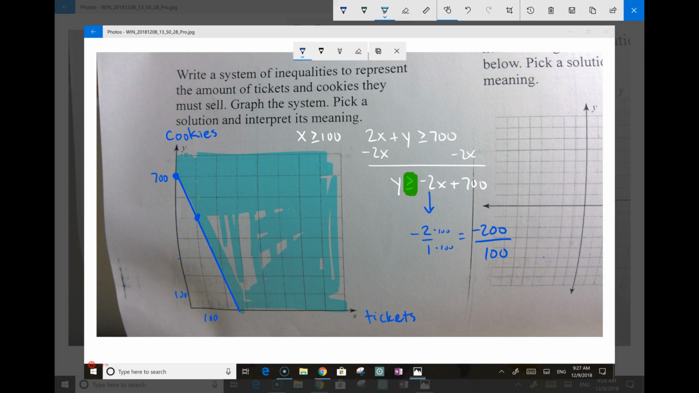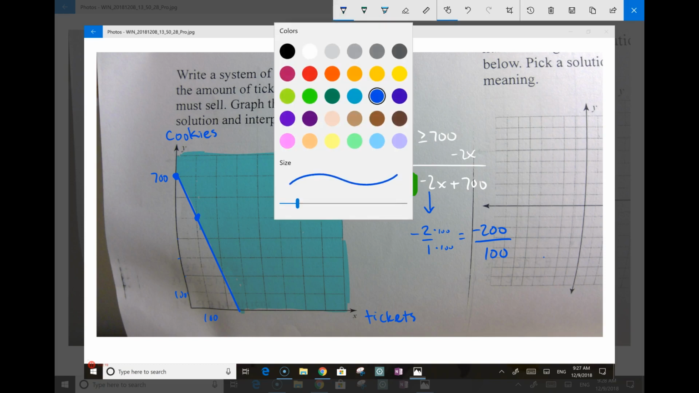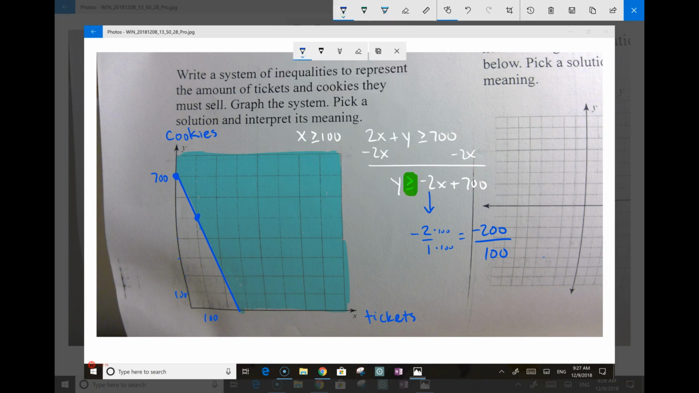The reason I'm being a little meticulous about this is because there's something I want you to see at the end. When I graph the other one, here, it's all nice and blue. Now I'm going to graph the second line. The second line is going to come from my x is greater or equal to 100.